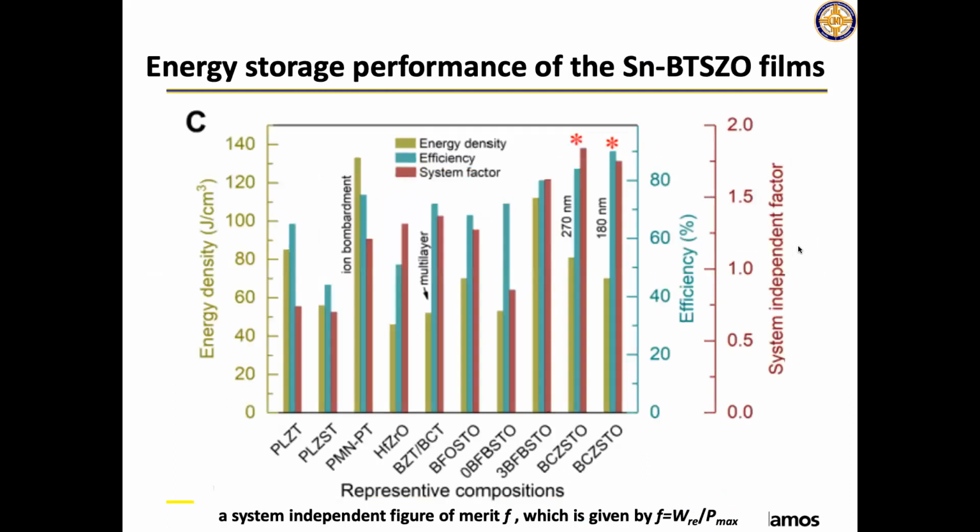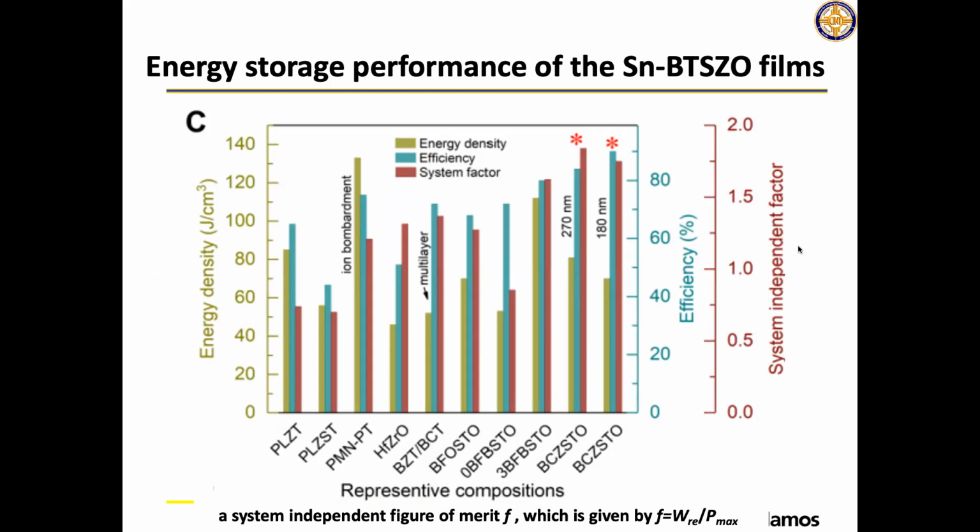And you might ask how this film compares to the state of the art in literature. Here, this plot is very complex. Let me break it down. On the right side is the efficiency, the green curve. If you compare the efficiency, I would say our film is the best. You can see it's around 90% for the 180 nanometer film, and the 27 nanometer film is about 80%, which is higher than, I would say, the state of the art. And let's look at the yellow one, which is on the left side, the energy storage density.